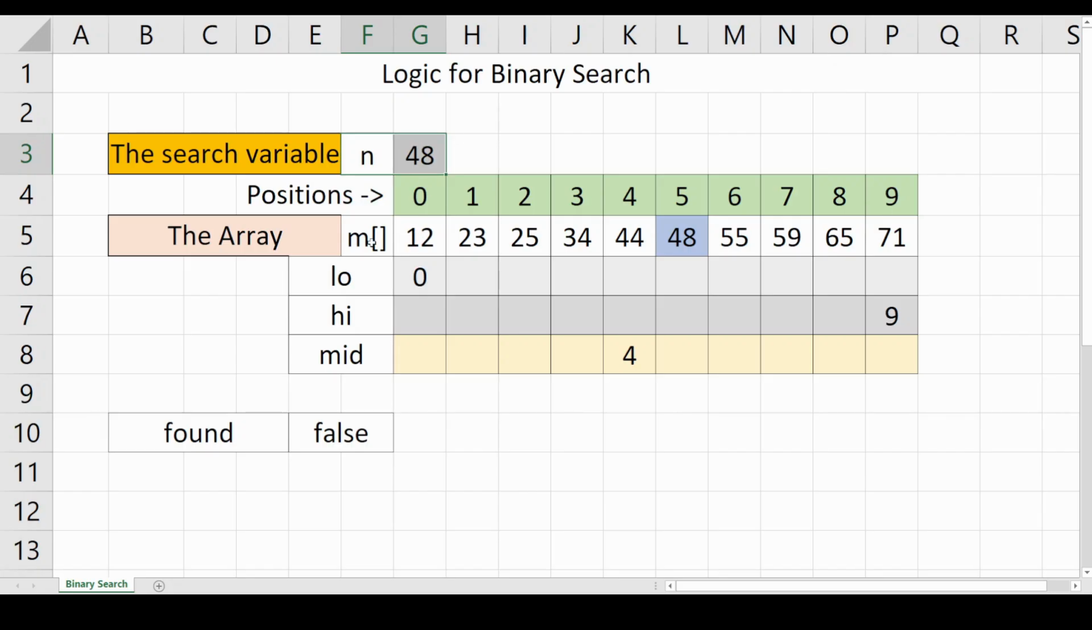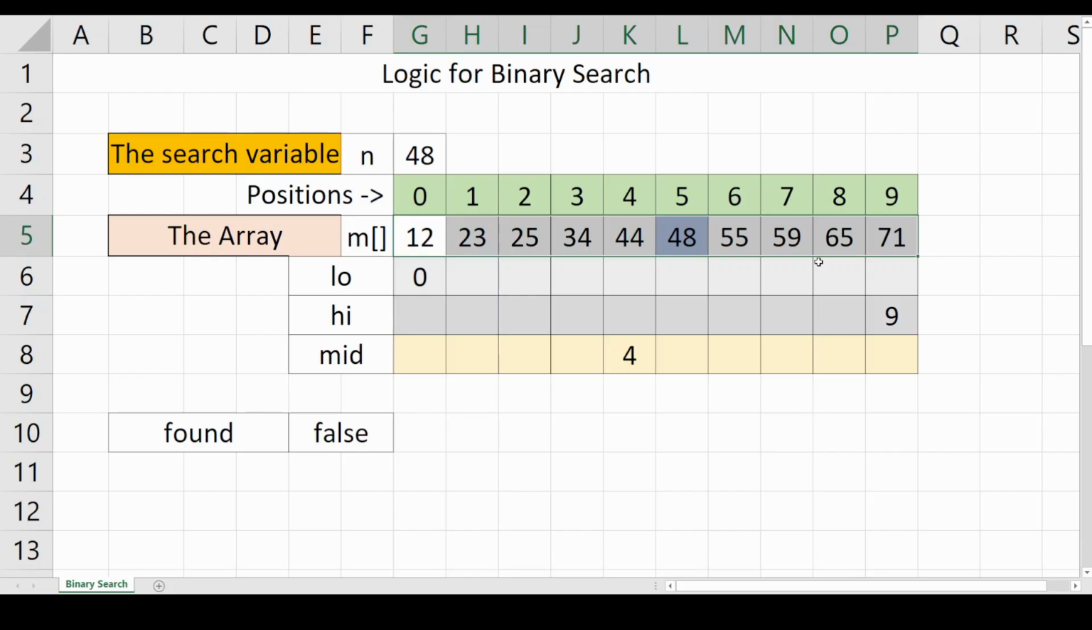I have an array containing 10 numbers, and these are the positions, and the positions are 0 to 9. You should know this. And the values are 12, 23, 25, and you can see these are all arranged. If this was not arranged, I would not have been able to perform the binary search.